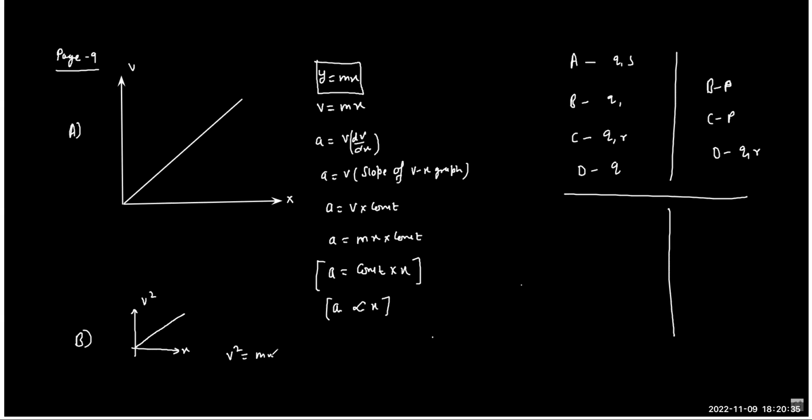Yes, sir. Can we differentiate both sides? Or simply, can you find the slope? So dv square by dx is how much? m. Slope is constant, right? And how to write dv square by dx using chain rule? So we can write dv square by dv into dv by dx. So what is d by dv of v square?